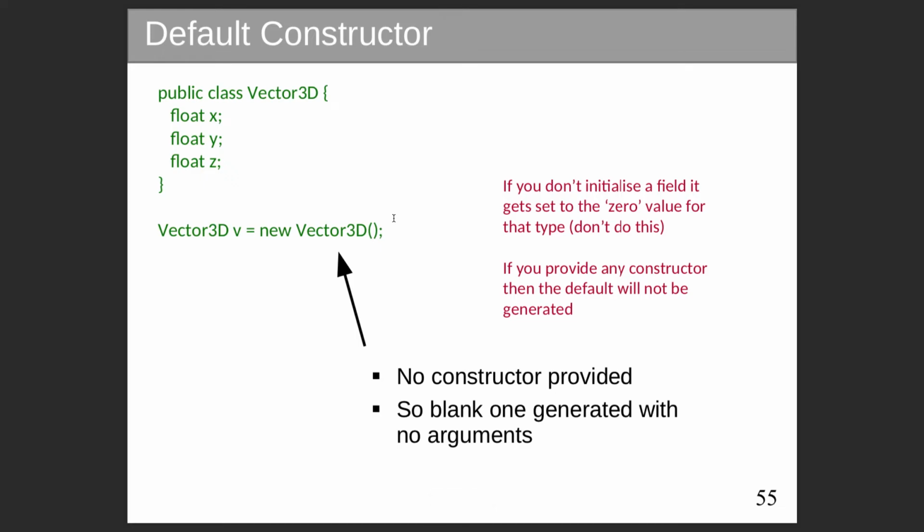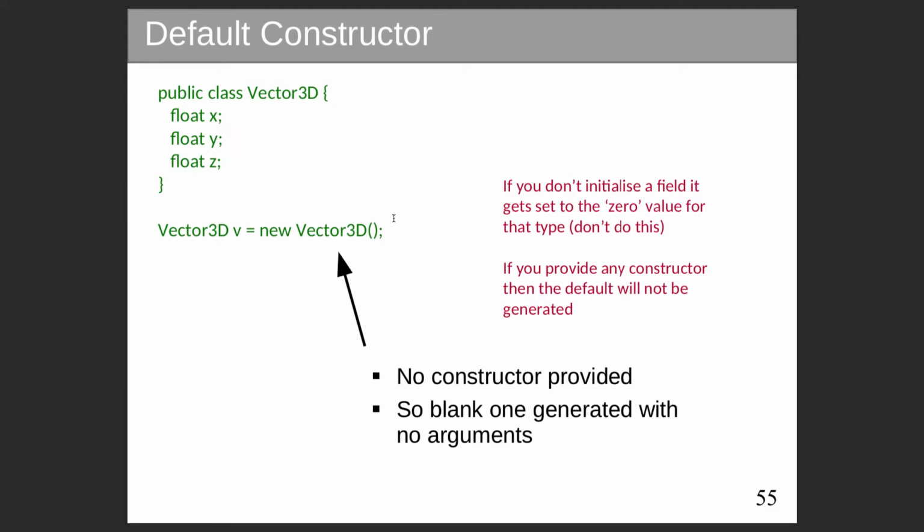OK, so this Vector3D only has state. I haven't written any behavior at all. And Java then does something magic for you behind the back. And it says, well, you haven't written a constructor, so I'm going to provide one for you. And this is called a default constructor. So if you don't provide any constructor, Java will give you one that takes no arguments. So I can write Vector3D v equals new Vector3D with no arguments, and that will compile and work. And Java's just sort of made that up for me in the background.